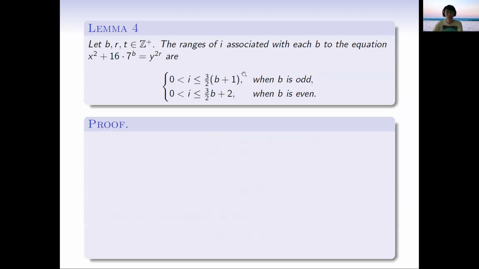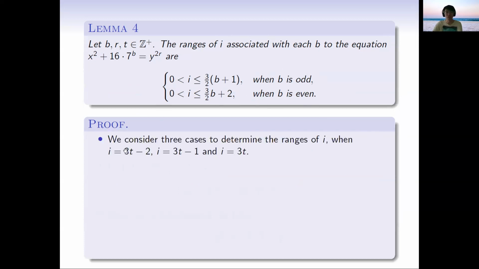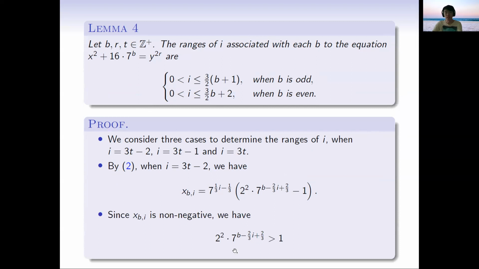In this lemma, we will determine the range of i associated with b, where b is odd and when b is even. So based on the previous result, we know that we have to consider these three cases. If we first consider i equals 3t minus 2, we know that we have to consider equation 2, which is this one, x_b_i equals this. And because x_b_i is non-negative, that means the terms in the parentheses here must be greater than 0. And therefore, we obtain the following inequality.